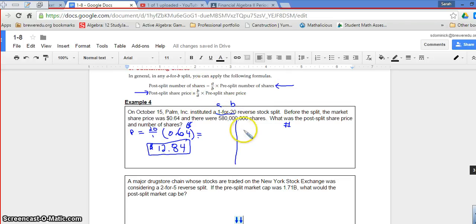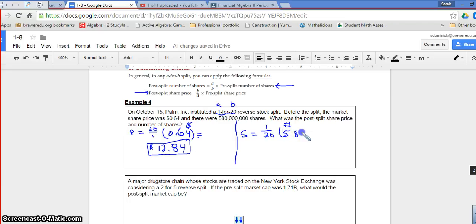Post-split number of shares, right? So the number of shares is A over B. For this example, it's 1 over 20 times the pre-split number of shares. That's how many shares there were before the split.